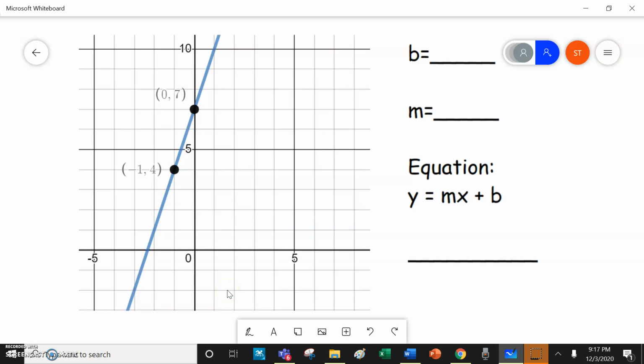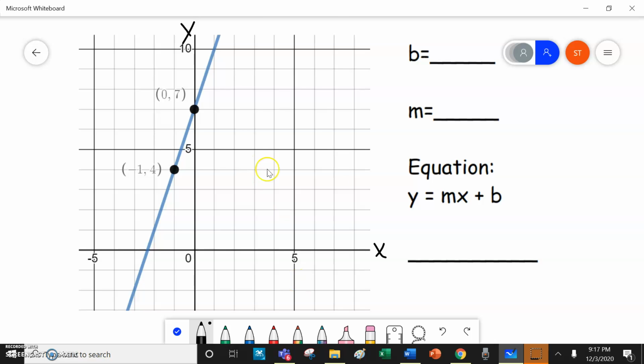All right, let's review how to find the equation of a line by looking at the graph of a line. So here we have a graph of a line, y-axis, x-axis. We want to write the equation in slope-intercept form, aka y equals mx plus b. So I need to identify the b, the y-intercept, and the m, the slope.